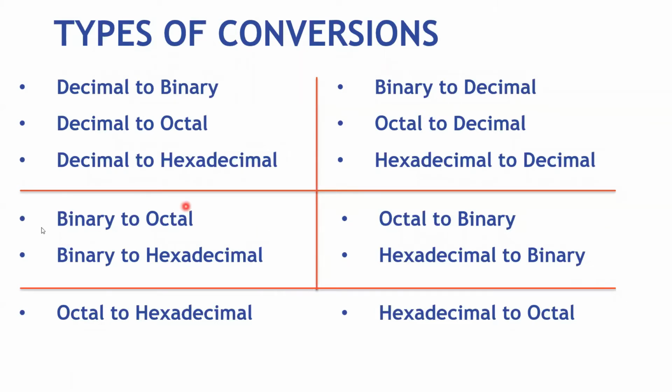Then we have another group where we can convert binary to octal and binary to hexadecimal. These two are of the same format, whereas octal to binary, hexadecimal to binary, these two are of the same pattern of conversion. And the last remaining is octal to hexadecimal and hexadecimal to octal. These are the different types of conversions.